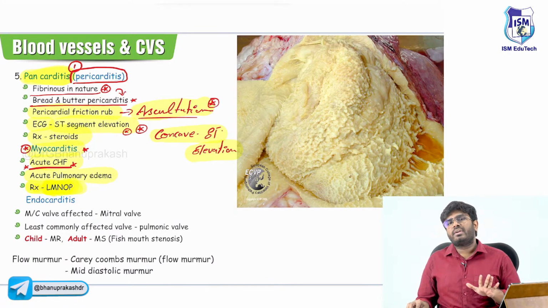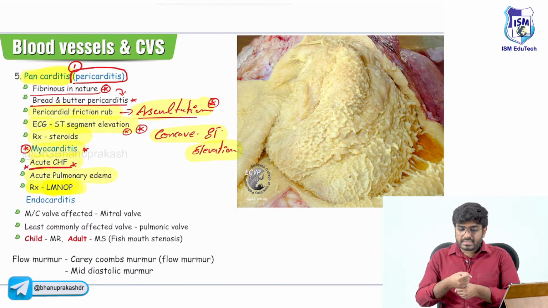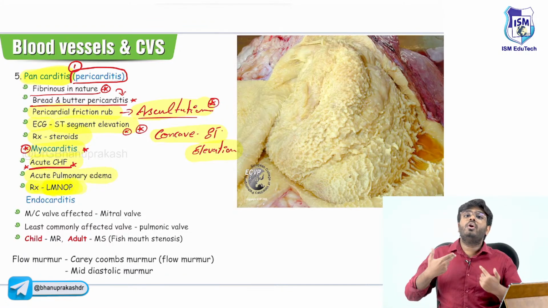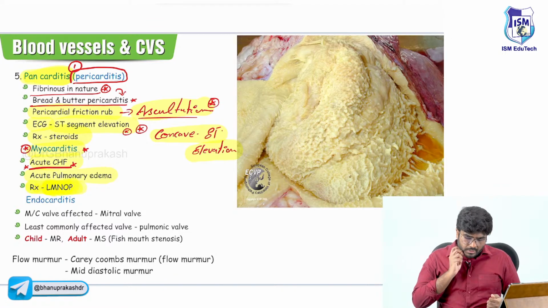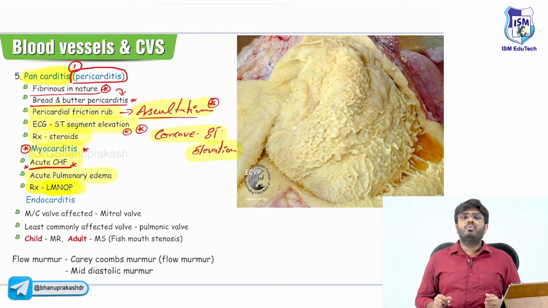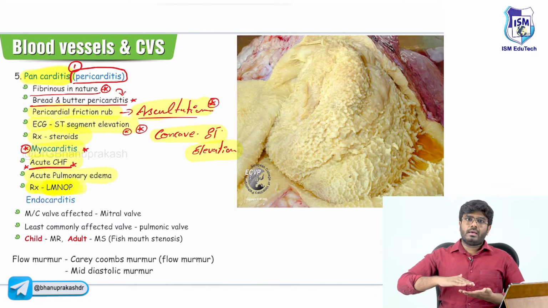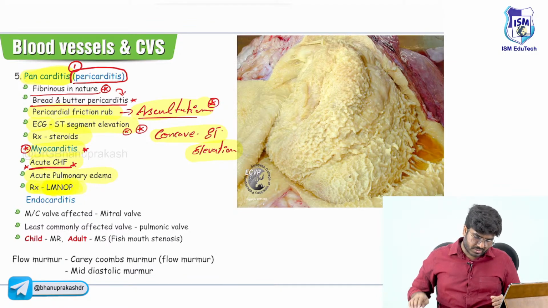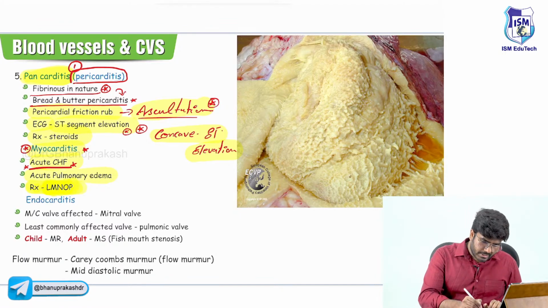LMNOP stands for Lasix, morphine, nitrates. Why nitrates? Nitrates are vasodilators. They will decrease the preload to the heart. And oxygen, you have to give oxygen to this boy, and positioning. Not in the supine position. You have to make the position a little upward, so that the venous return decreases, right?